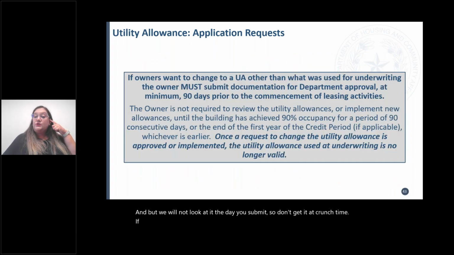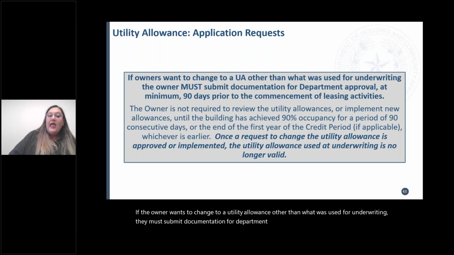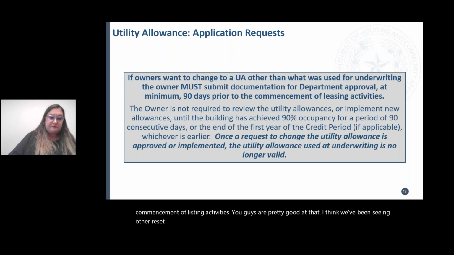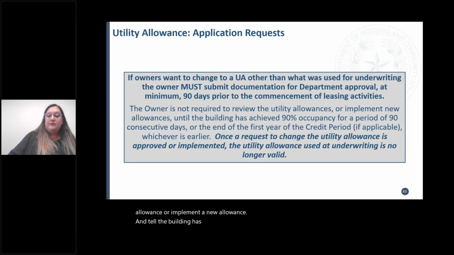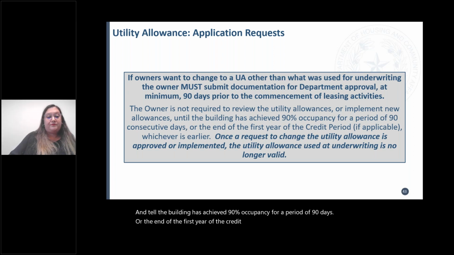If the owner wants to change to a utility allowance other than what was used for underwriting, they must submit documentation for department approval. At a minimum, 90 days prior to the commencement of leasing activities. You guys are pretty good at that. I think we've been seeing those lease-up submissions done timely. The owner is not required to review the utility allowance or implement a new allowance until the building has achieved 90% occupancy for a period of 90 days, or the end of the first year of the credit period if that's applicable to your program.